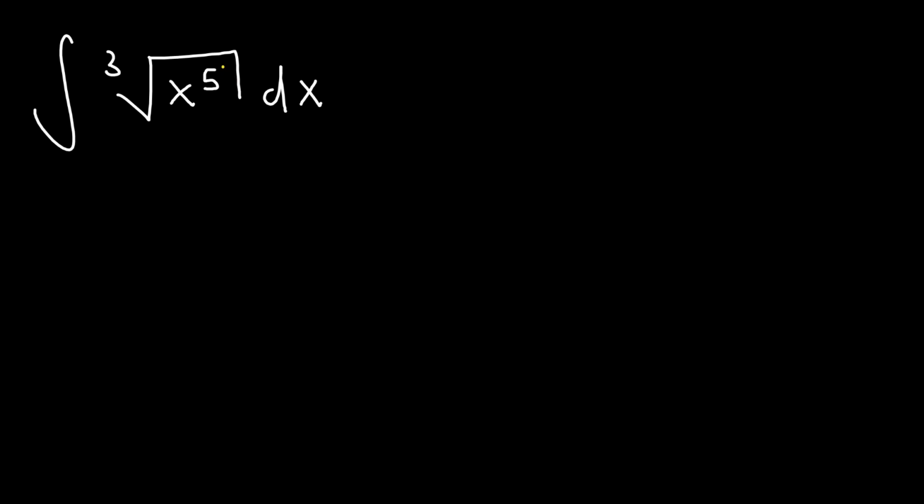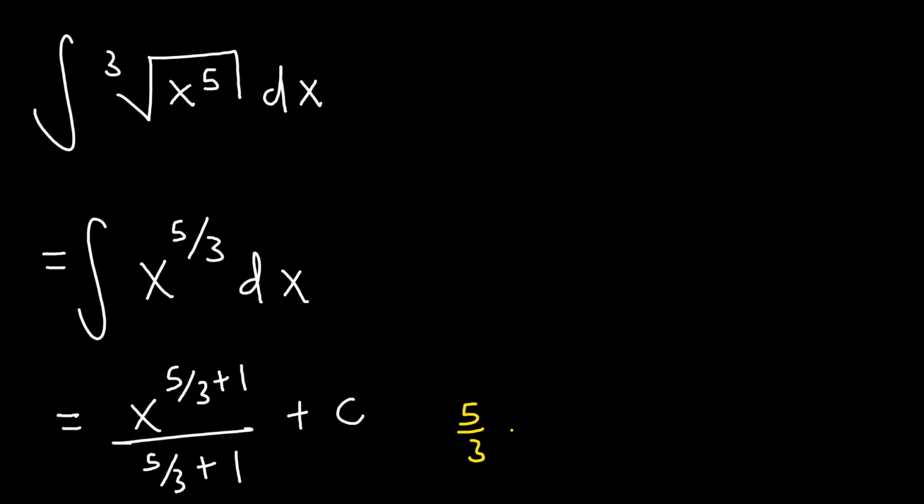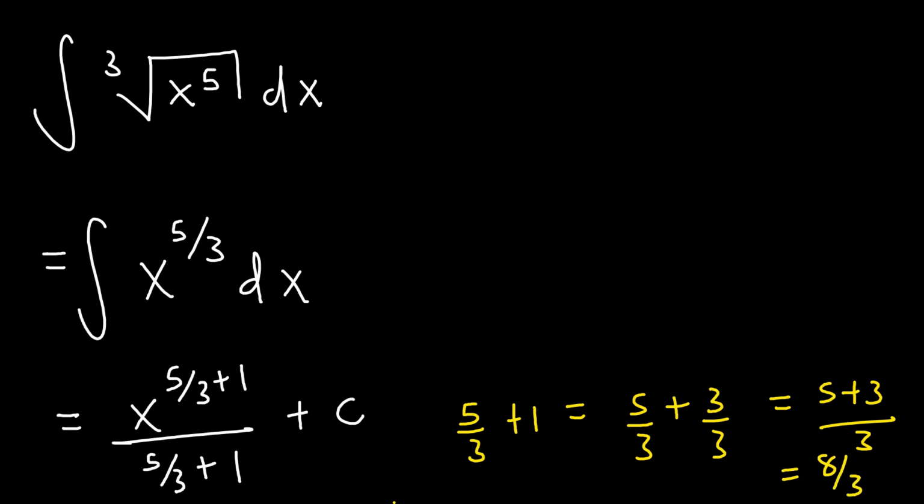In this case, the exponent is 5 and the index is 3. So this is the same as the integral of x to the power of 5 divided by 3 dx. And if we integrate this, we shall have x to the power of 5 over 3 plus 1 divided by 5 over 3 plus 1 and then plus c. And 5 over 3 plus 1 is the same as 5 divided by 3 plus 3 divided by 3, which is the same as 5 plus 3 divided by 3, which is 8 divided by 3.